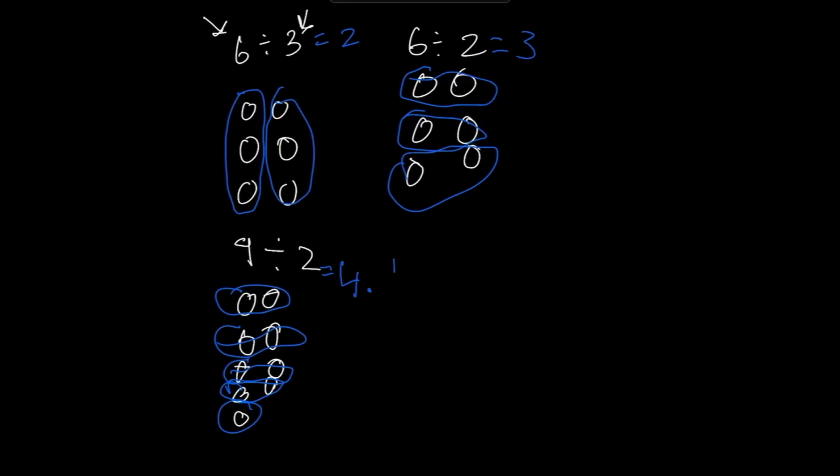And then how big the groups are. So it's going to be 1 over 2. And 1 over 2 is equal to 0.5 or 1/2. So my answer is going to be 4.5 because of that.